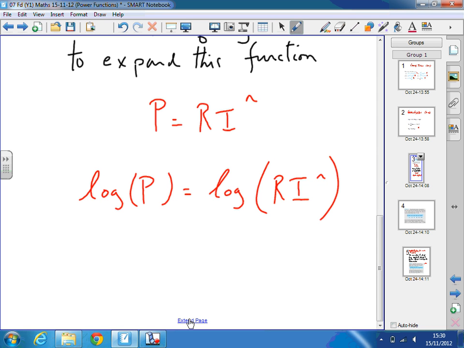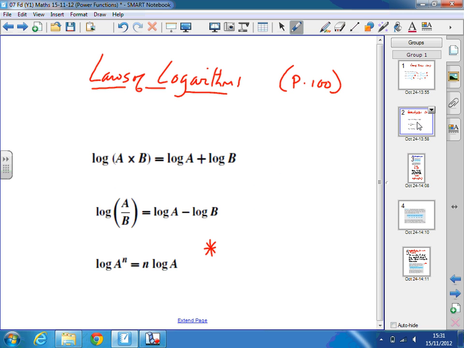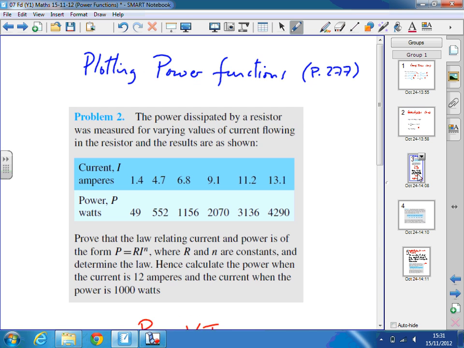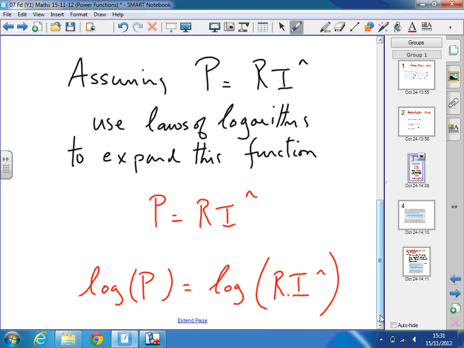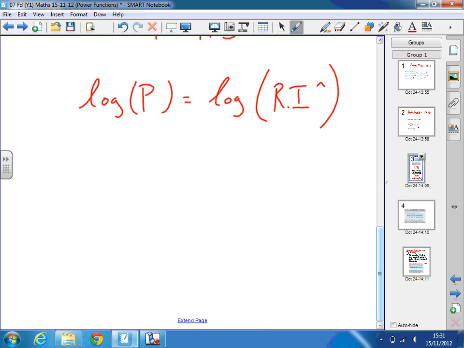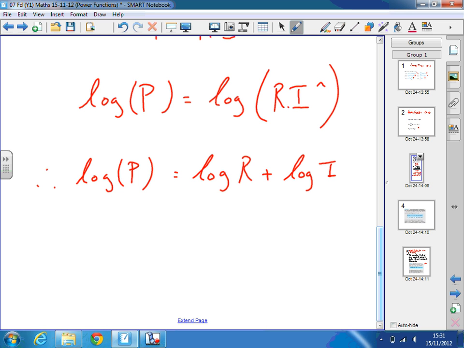Now we have the logarithm of two things multiplied together, R and I to the n. So that multiplication becomes an addition using the laws of logarithms. Using this first law of logarithms, log of a times b equals the log of a plus the log of b, we can rewrite this as, therefore, log P equals the log of R plus log of I to the n.